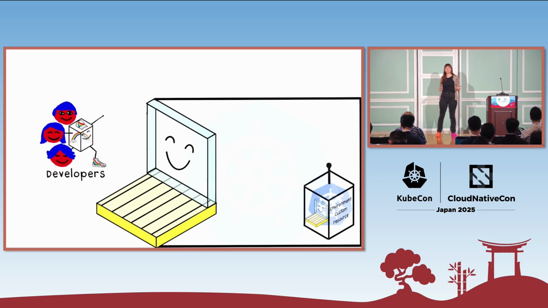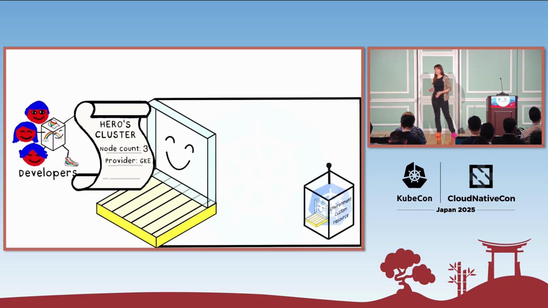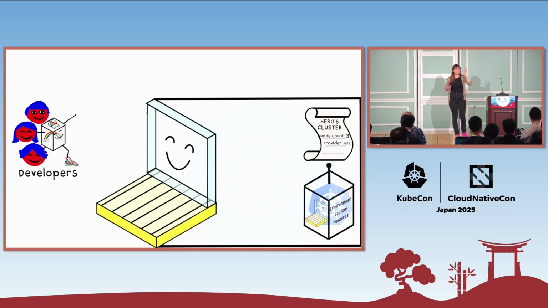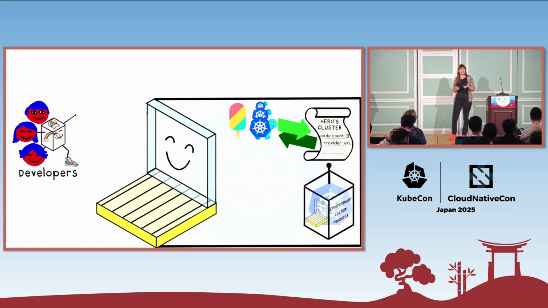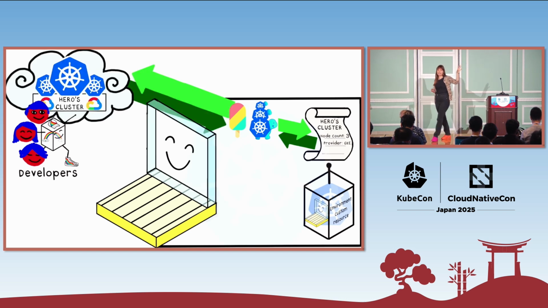So now our developers can ask for the development cluster that they want. How about one that's running outside of the cluster in Google Cloud? And then that gets applied to the cluster, and a tool like Crossplane or Cluster API picks it up and then gets it running, and now our developers have what they need.